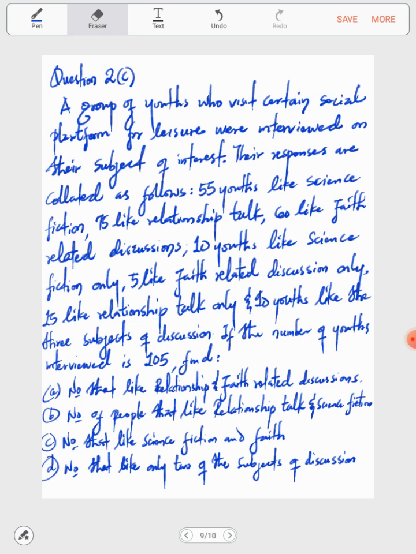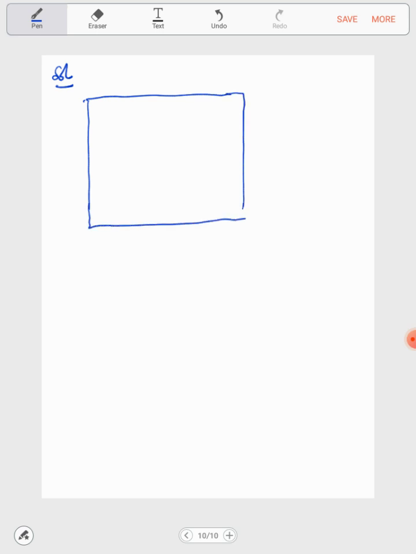So now, this is a Venn diagram problem. Let's have a solution. When we have a Venn diagram, it's more a way in which we visualize statements. Now, there are three distinct interests here, so let's represent each of them with a circle.